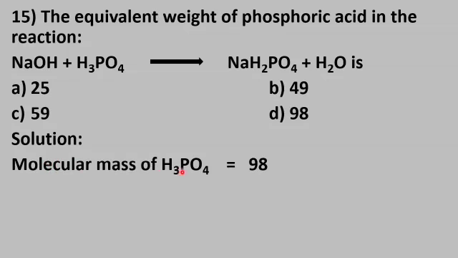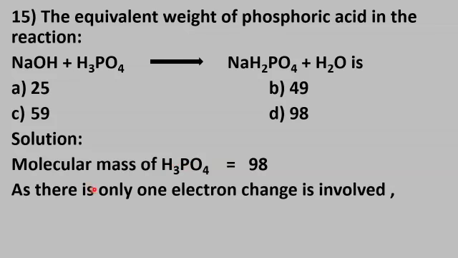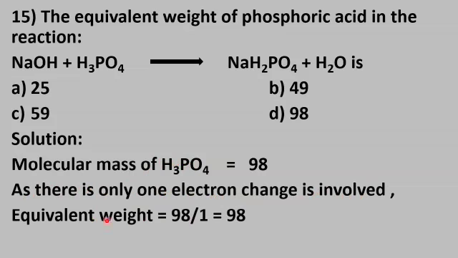So molecular mass of H3PO4 is 98. We calculate it by adding atomic masses of all the atoms present in the molecule. As only one electron change is involved in the reaction, therefore equivalent weight is equal to 98 divided by 1, that is equal to 98 only. So in the reaction you can make out that only one electron change is involved. That means only one H plus is displaced here. So the correct option is option D, 98.